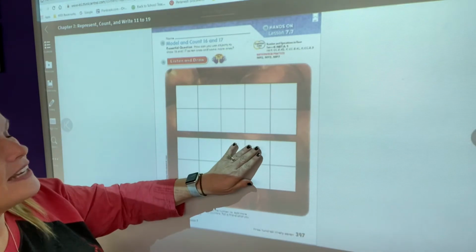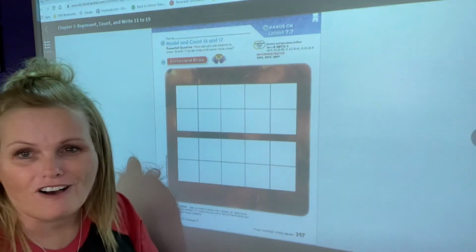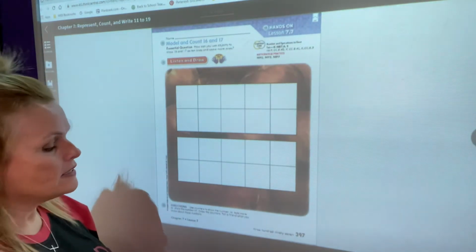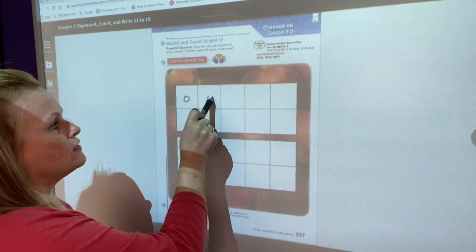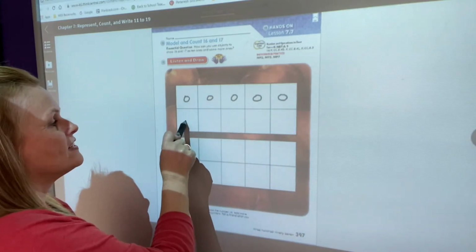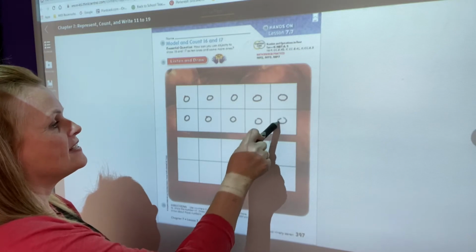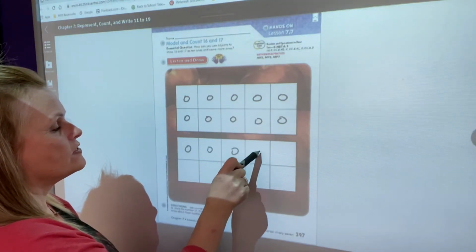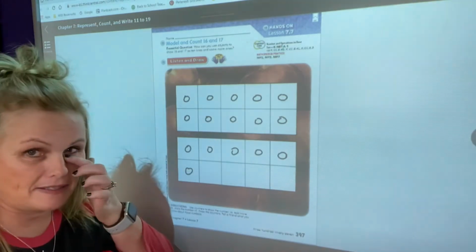10 and 10 more, 10, 20 if we filled it all. We're not going to fill it today, but we're working towards that. Let's go ahead and draw in 16 counters. 1, 2, 3, 4, 5, 6, 7, 8, 9, 10, 11, 12, 13, 14, 15, and 16.